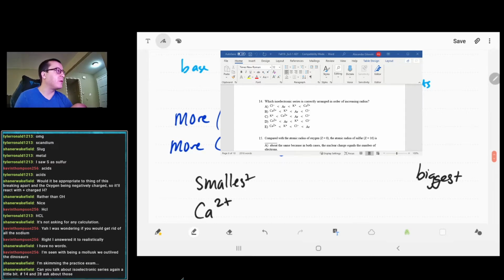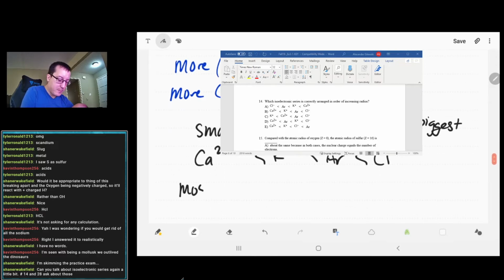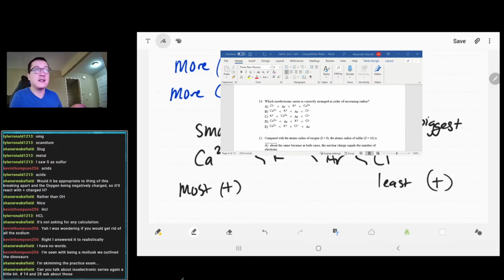And again, we're basically making this from most positive to least positive. That's the order that it will always be for small to large. And so the next one should be potassium, and then we should have our neutral one and then our negative one. So we are going from most positive to least positive, or in that case, it's negative. So it looks like the answer should be B for that one.